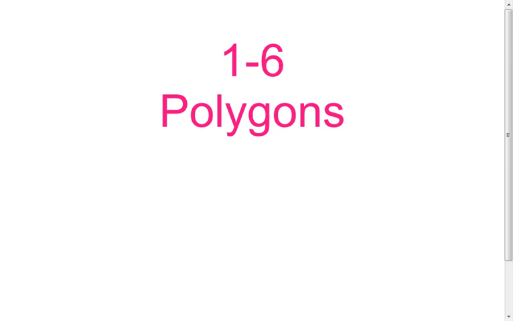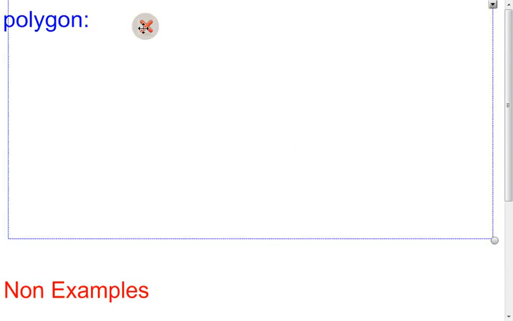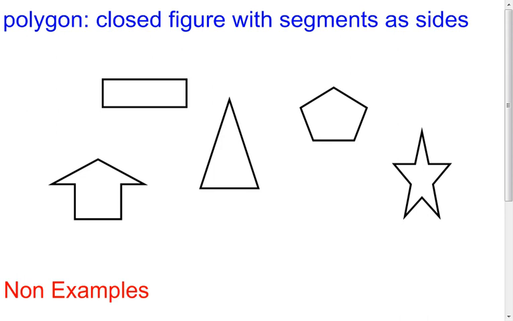In this lesson, we're going to talk about polygons. As you can tell, we're going to get the basics down for polygons, and then over the next few weeks and months, we're going to get into more of the little details dealing with polygons. But for a starter, just want to know, what is a polygon? A polygon is nothing more than a closed figure. It's made up of segments as sides, and I have a bunch of examples of some polygons.